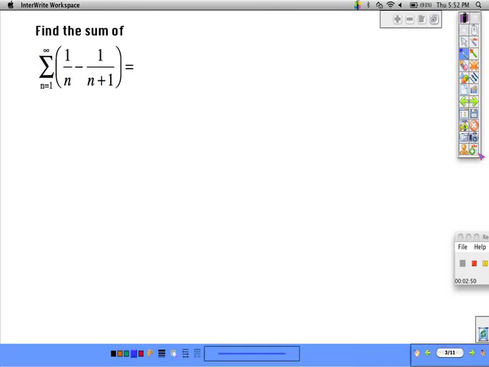We want to find the sum of this infinite series, 1 over n minus 1 over n plus 1. I'm going to do this in a similar way as before. I'm going to write out the series. So this becomes 1 minus 1/2 for the first term, plus 1/2 minus 1/3, plus 1/3 minus 1/4, plus so on and so on.